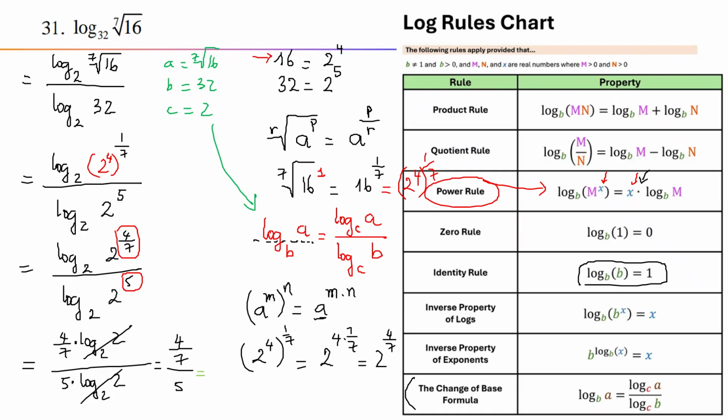Okay, and this one is 4 over 7. When you divide fractions, you will multiply by the reciprocal. So 5 becomes 1 over 5, and divide becomes multiplication. So 4 over 7 divided by 5 is the same thing as 4 over 7 multiplied by 1/5. Okay, and then it becomes 4 over 7 times 5, which is 35.